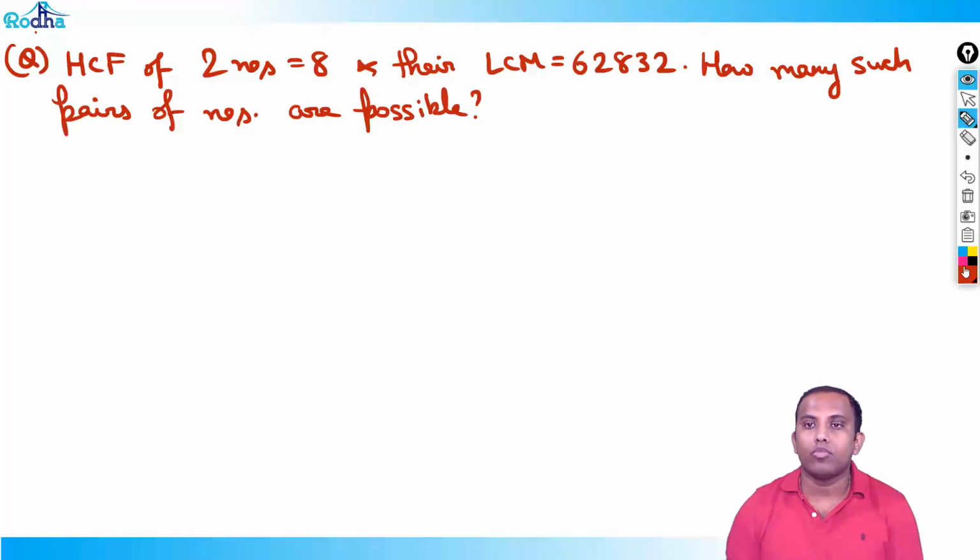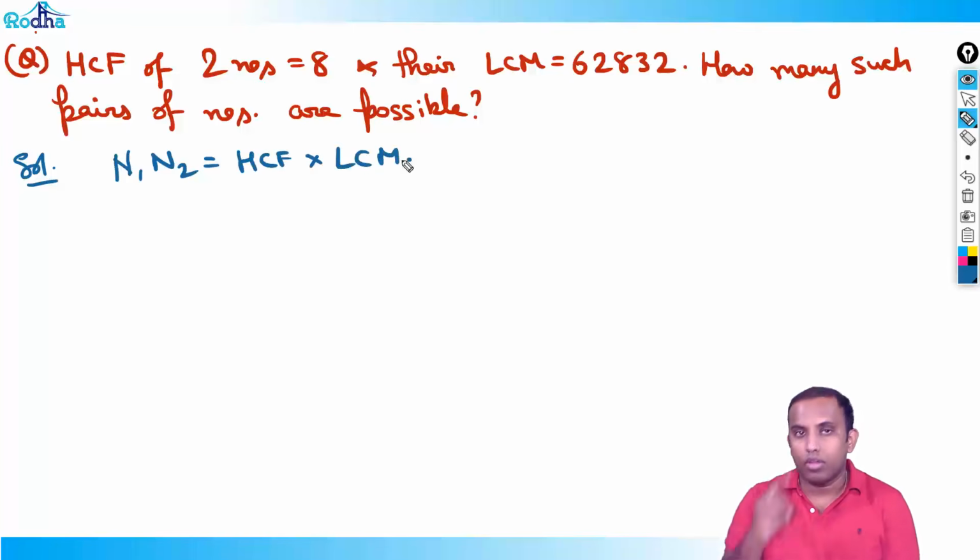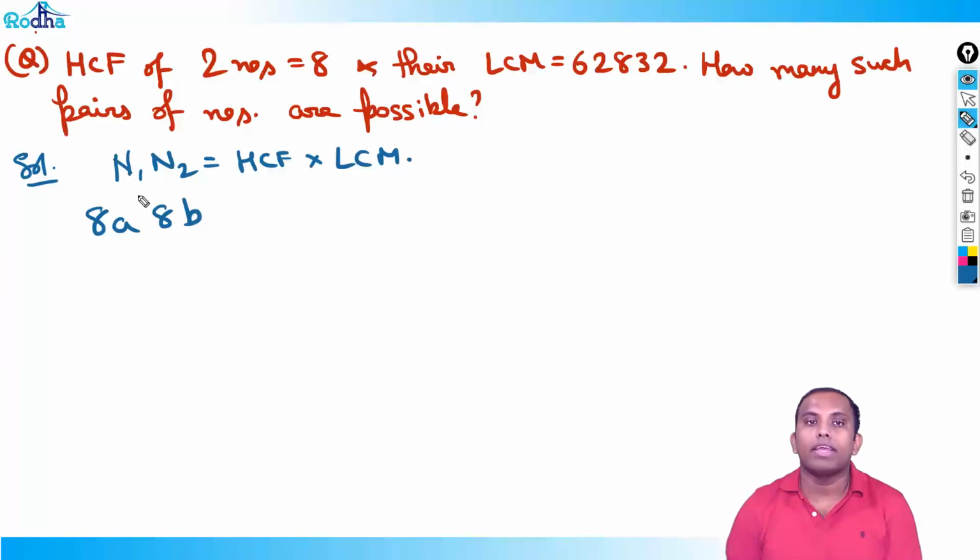In this case we can directly apply the funda: N1 into N2 is equal to their HCF into LCM, right? Now get back to the concept of HCF that we discussed in the last question also. If the HCF of two numbers is 8, the numbers can be written as 8A and 8B.